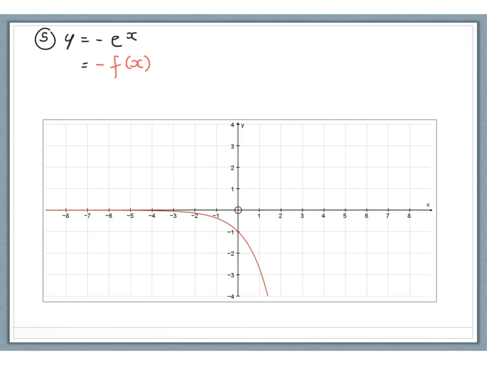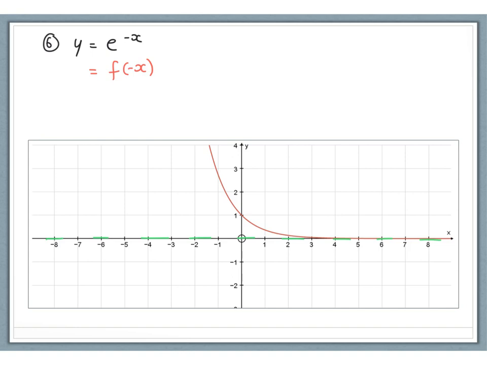So our asymptote remains y equals 0. Number 5, y equals negative e to the x, or negative f of x. This is a reflection in the x-axis. So the y-intercept, which previously was 0, 1, becomes 0, negative 1. The x-axis remains the asymptote, and the graph is reflected in this as a mirror.